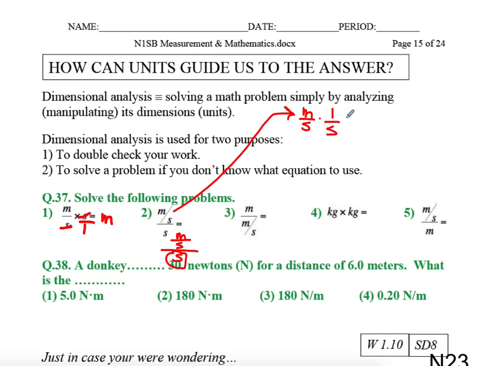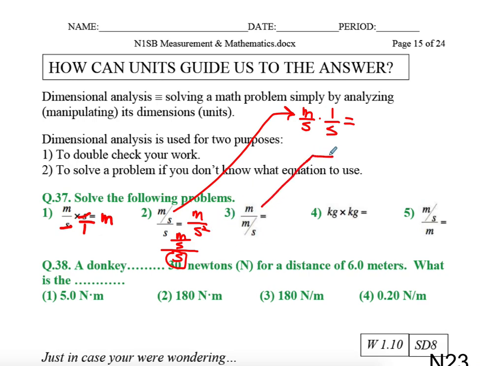And so now when you multiply these two, hopefully you notice the seconds do not cancel. It's meters times 1 over seconds times 1 over seconds. That would be meter per second times second is second squared.